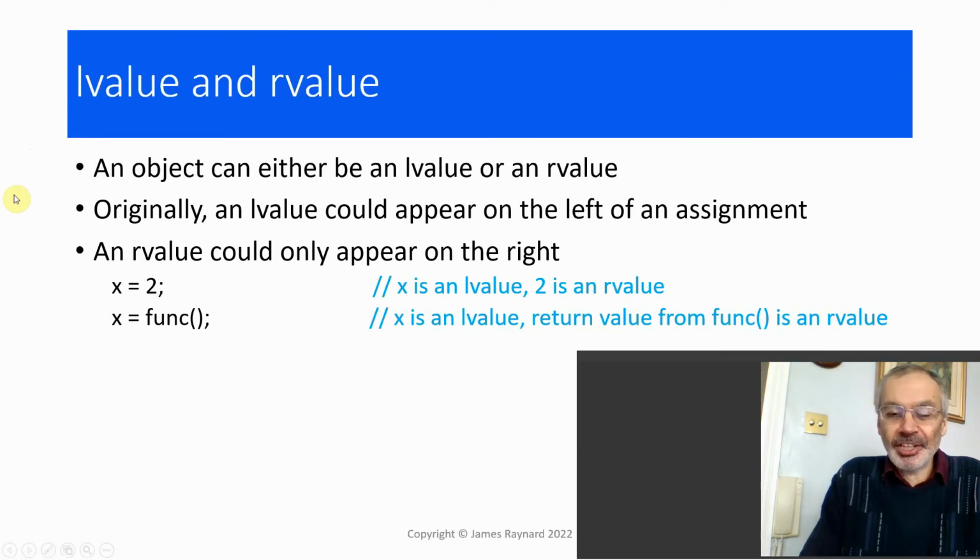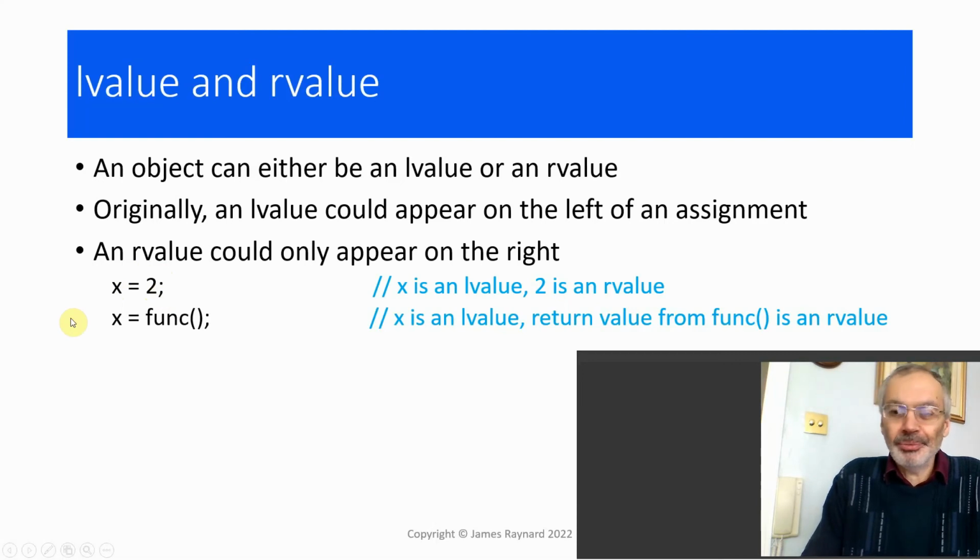This is something that actually goes back to the ancestors of C, and originally it was very simple. If you have something which can appear on the left of an equals sign, that is an Lvalue, L for left. If you have something which can only appear on the right of an equals sign, then that is an rvalue, R for right. So for example, we can say x equals 2, so x is an Lvalue, but we cannot say 2 equals something, so 2 is an rvalue.